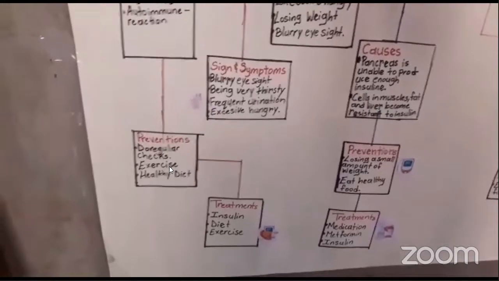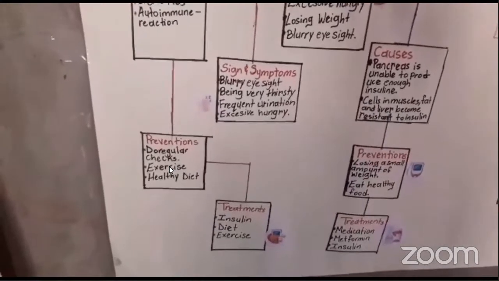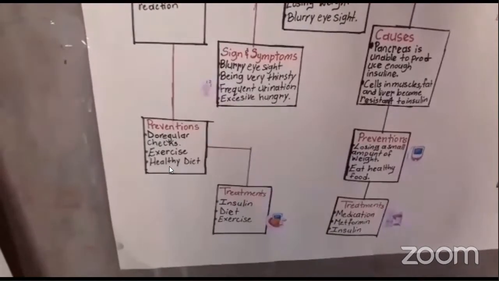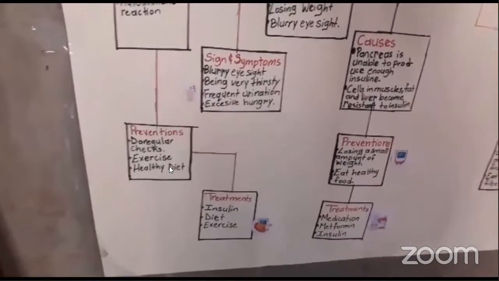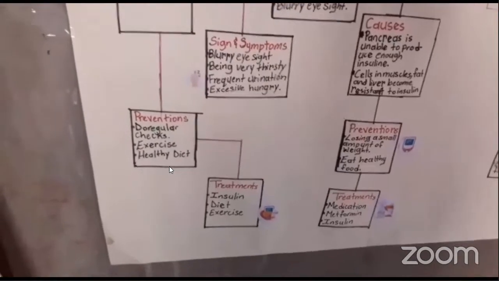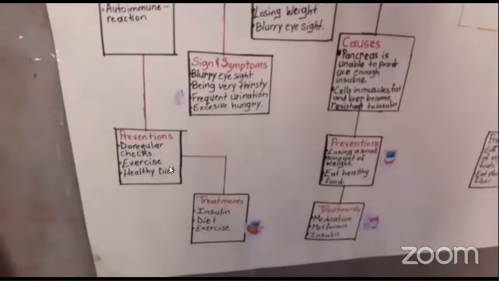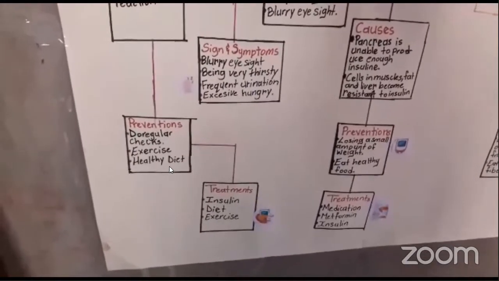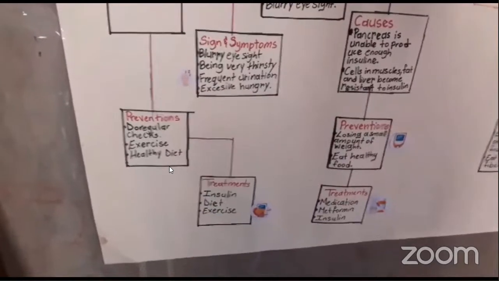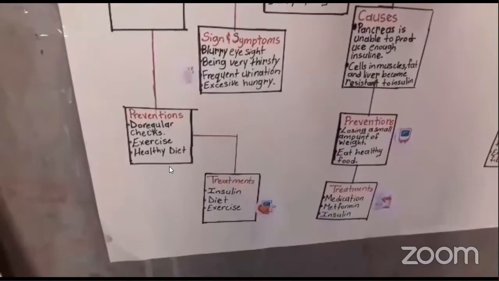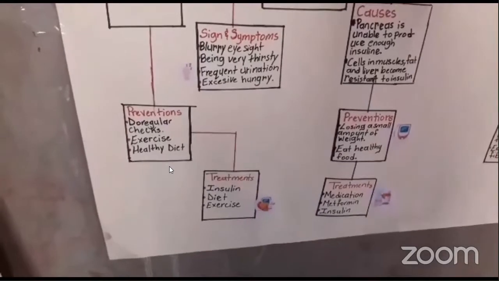Now let's go to prevention. For type 1, do regular checks, exercise, and have a healthy diet. And for type 2, lose a small amount of weight and eat healthy. Treatment for type 1 is insulin, diet, and exercise. And for type 2, medication and insulin, medication like metformin.